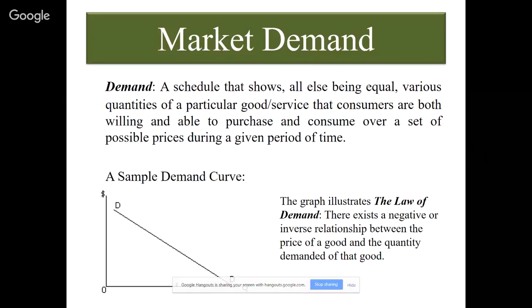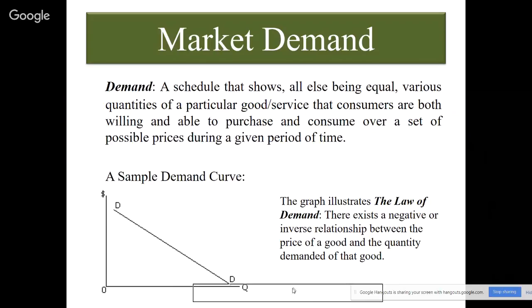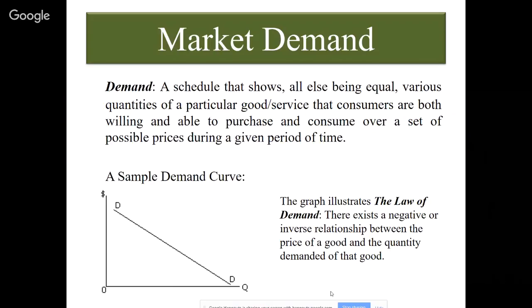Schedule means a relationship between two variables. All else equal, that shows various quantities of a particular good or a service that consumers are both willing and able to buy and consume, over a set of prices that could be charged during a given period of time. We call that demand. In other words, it's the relationship between the price charged for a product and the quantity demanded of that product by the consumers, the end users.